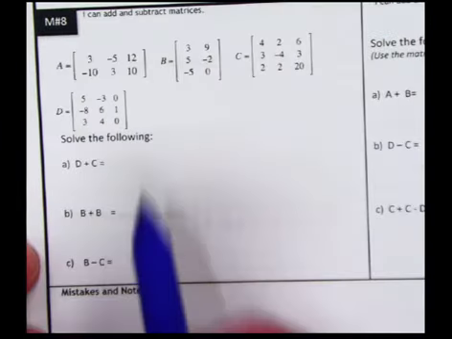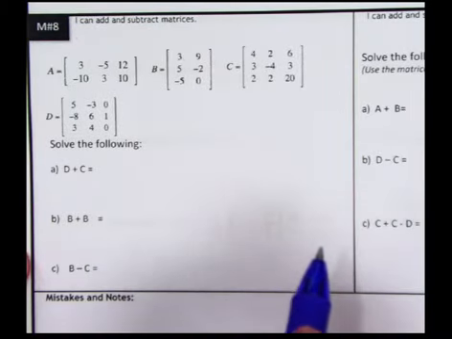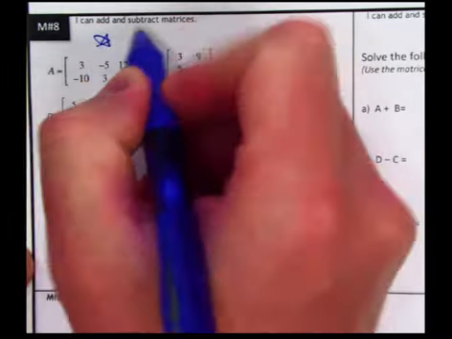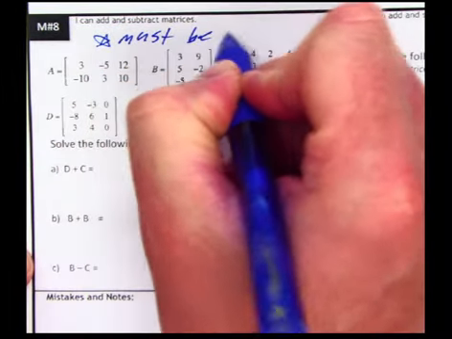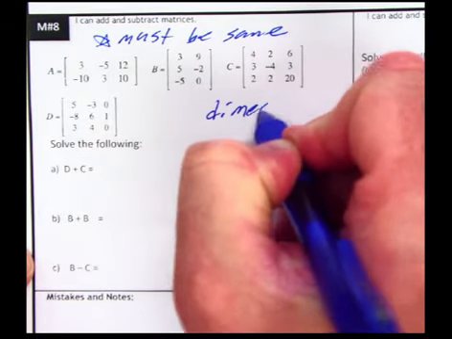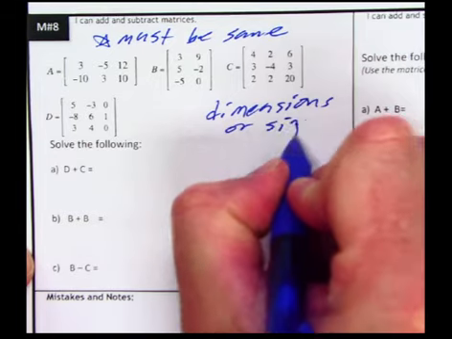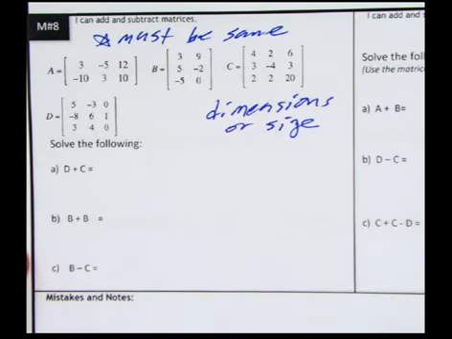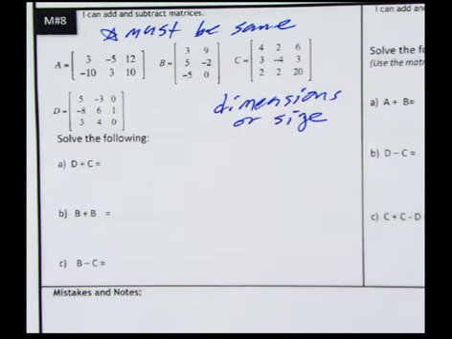Essentially though, this first target is, can I add and subtract matrices? I sure hope you can, but the big rule to be able to do that is they must be the same dimension. So must be same dimension or size. They have to look exactly alike in size, otherwise you cannot add or subtract them, because all you do is add or subtract corresponding entries.